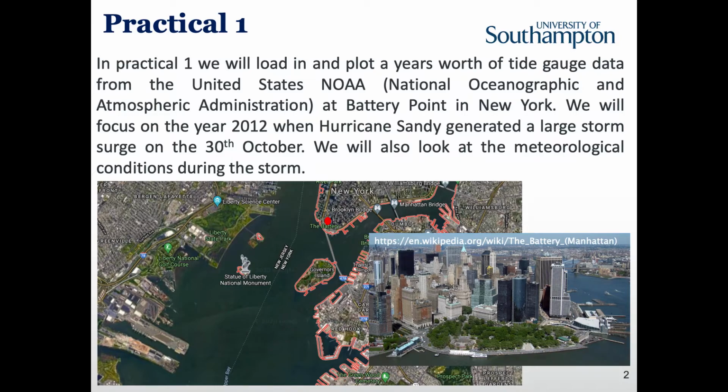So in practical 1, it's a more simple introduction to MATLAB. We're going to plot and analyze a year's worth of tide gauge data from the US NOAA, the National Oceanic and Atmospheric Administration, tide gauge at Battery Point, shown down here, near where the ferry goes to Staten Island. We're going to focus on the year 2012 because that's when Hurricane Sandy generated a very large storm surge here on the 30th of October.